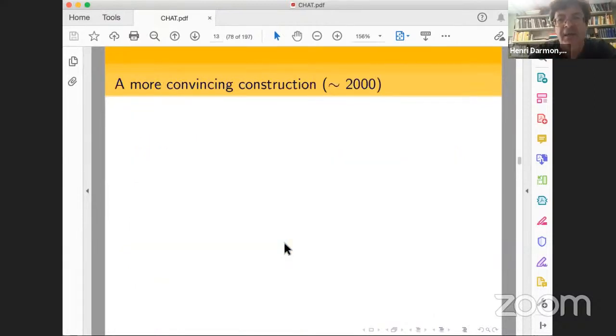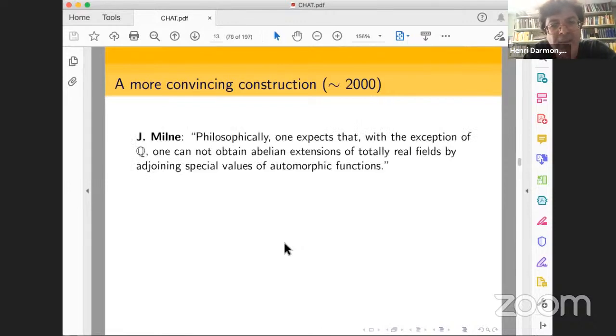So a few years later, maybe around 2000, I found a much more convincing construction of these points, which was more genuinely p-adic and didn't rely on this crutch of auxiliary primes. And to motivate that, now here I'm going to be a little bit anachronistic. I'll give an account which reflects a posteriori understanding. I don't think I was quite that lucid in 2000.